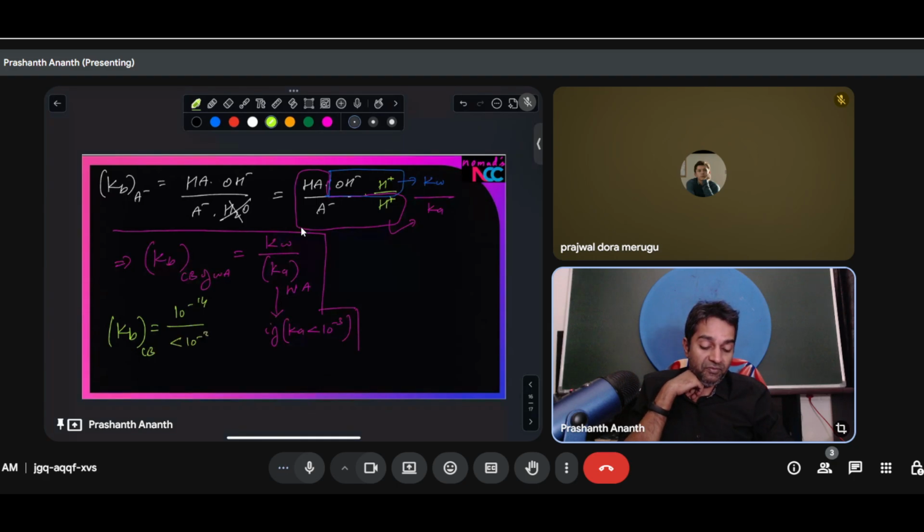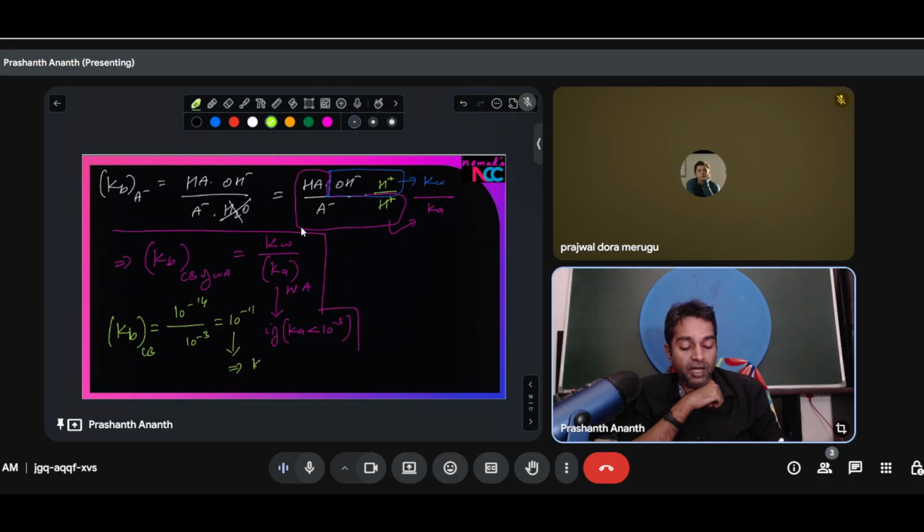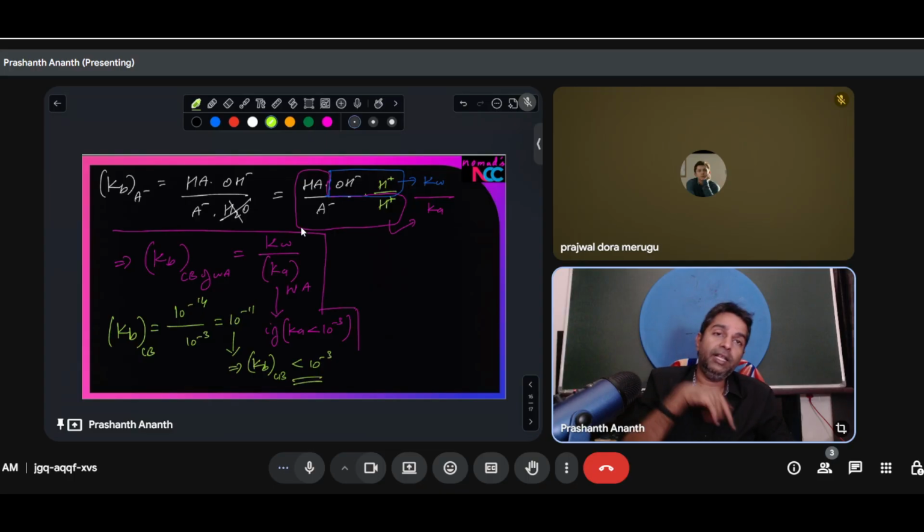But technically, if it is less than 10 power minus 3, let's substitute 10 power minus 3 and see what we get over here. So I am substituting 10 power minus 3. What we end up having over here is 10 to the power of minus 11. This is of course Kb of the conjugate base here, which is less than 10 power minus 3. Meaning the expressions which we derived mathematically earlier are all applicable for this system. So let us now try to extrapolate the equations which we have now gotten first and then see how to mathematically start using them more meaningfully.